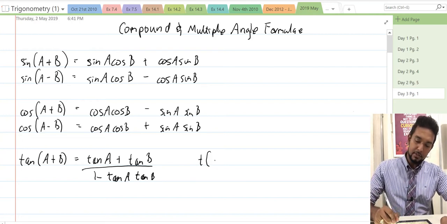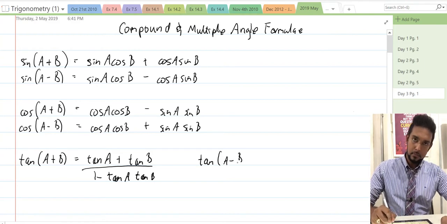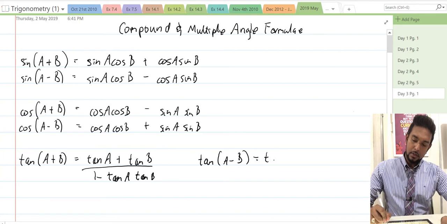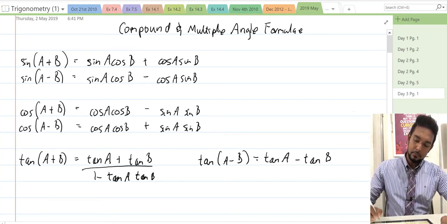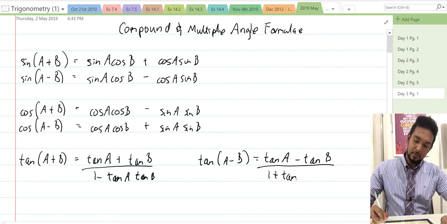and then tan of a minus b, sorry, that's equal to tan a minus tan b all over 1 plus tan a tan b.